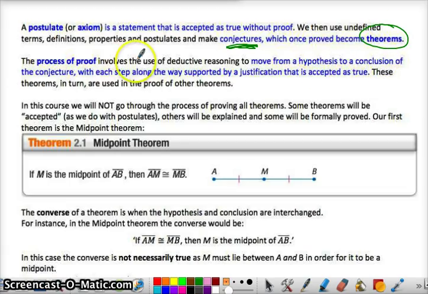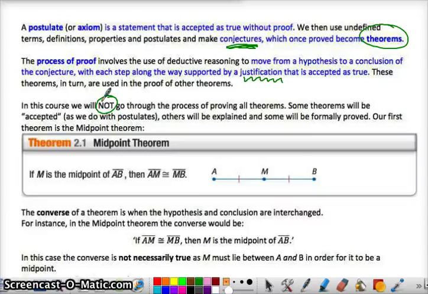The process of proof involves the use of deductive reasoning to move from a hypothesis to a conclusion or the conjecture, with each step along the way supported by a justification that is accepted as true. So we use definitions as justifications. We use theorems or postulates as justifications to prove a theorem. So in this course, we will not go through the process of proving all theorems. Some of them we will, because they're interesting. Some of them we won't. And then we'll just use theorems or postulates and definitions to prove other things that are true, not necessarily a theorem.